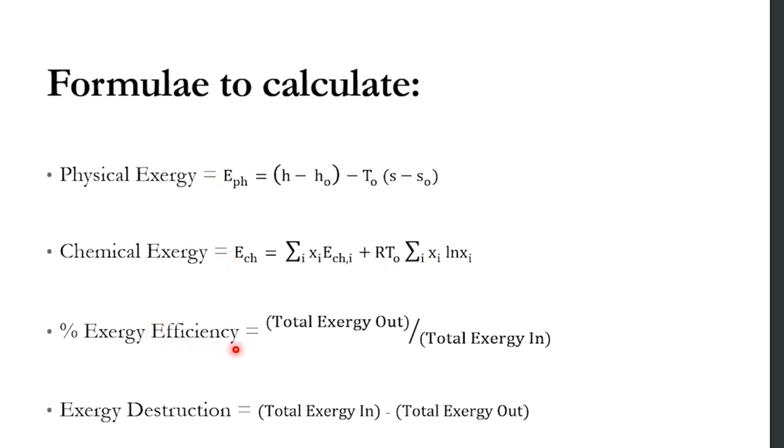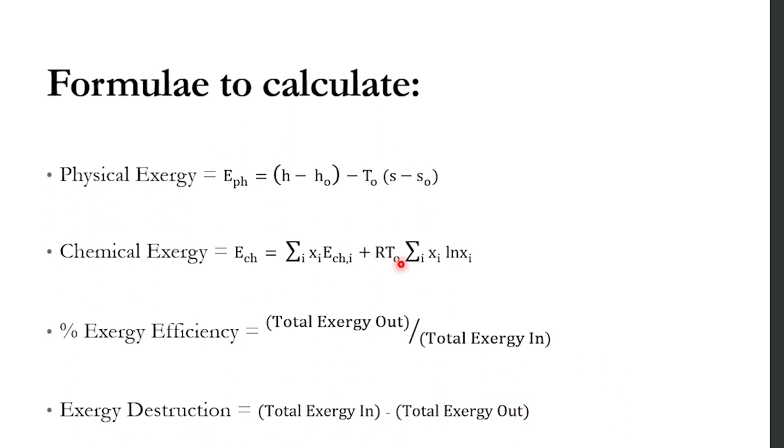Then percentage exergy efficiency for an equipment or a process is calculated as total exergy out divided by total exergy in, obviously multiplied by 100. And exergy destruction is equal to total exergy in minus total exergy out. So these are the standard formulas which are used to calculate the exergy efficiency and exergy destruction rate in a process.